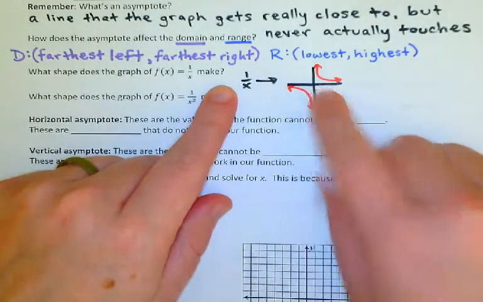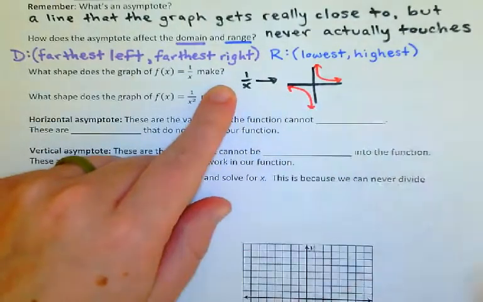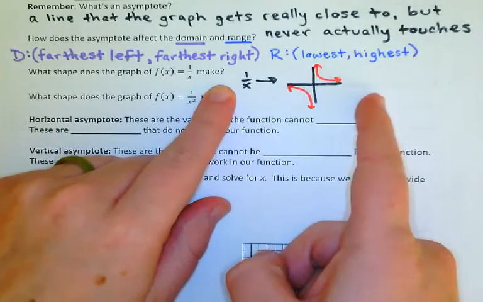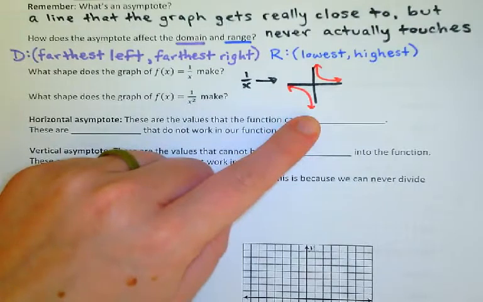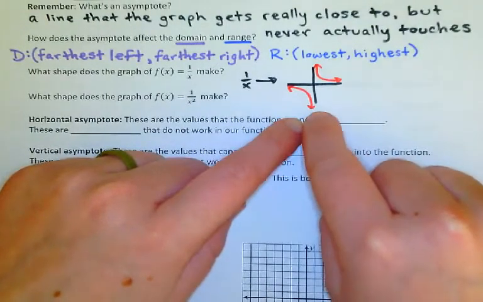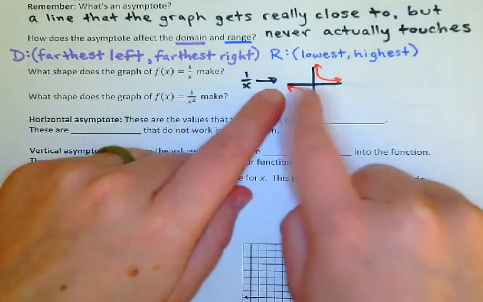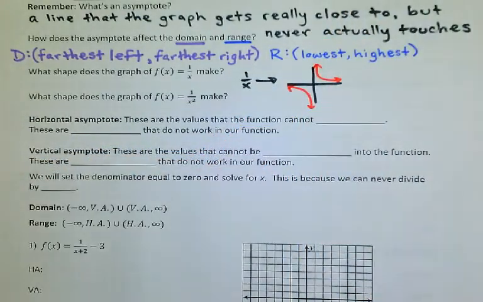So that's an asymptote. It'd be negative infinity to 0, and then we'd hop over 0 and go from 0 to positive infinity as we go on to the right. And then for our range, the lowest we go is negative infinity, and as we come up, again, we have to stop at 0, hop over it, and then keep going on up to positive infinity.